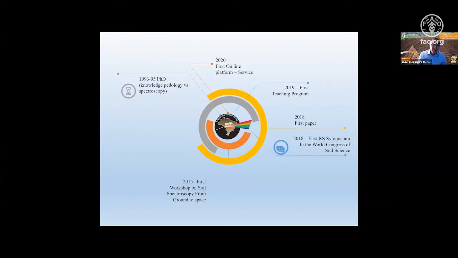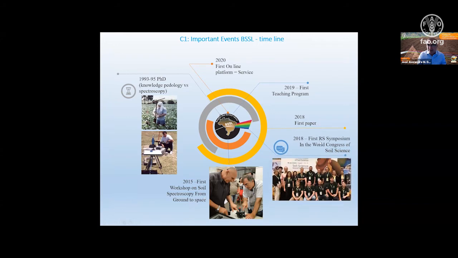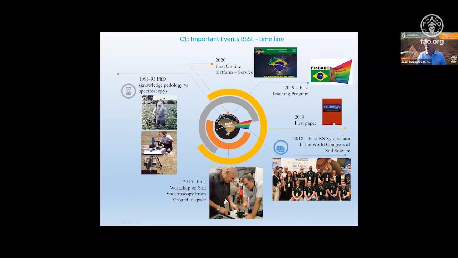So everything came from a seed. Important events: the BSSL in 1993, and then learning. And here in Brazil in 2015, the first workshop on soil spectroscopy. Then in 2018, the first remote sensing symposium in the World Congress. Then afterwards, the first paper of the Brazilians and the first program of teaching, and now the first service.